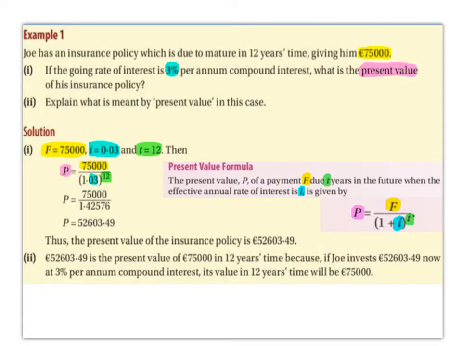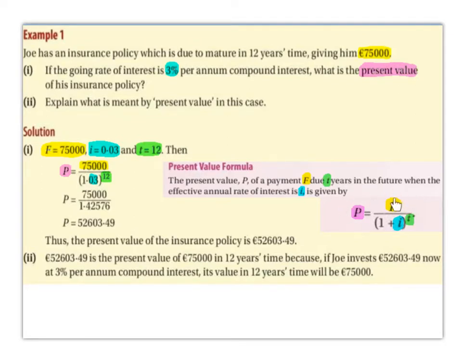Example 1. Joe has an insurance policy which is due to mature in 12 years' time, giving him €75,000. Part 1. If the going rate of interest is 3% per annum per year compound interest, what is the present value of his insurance policy?